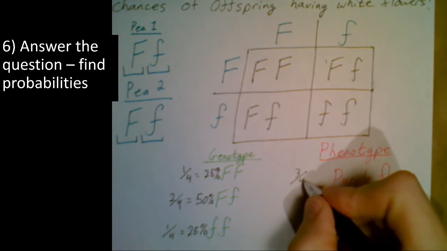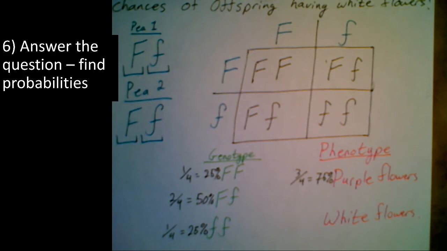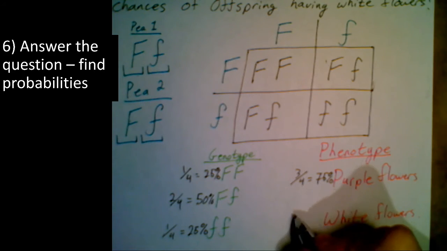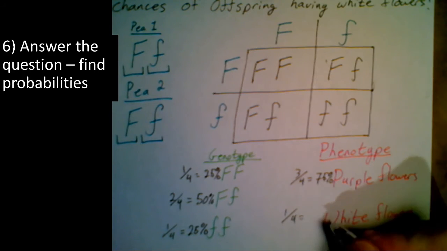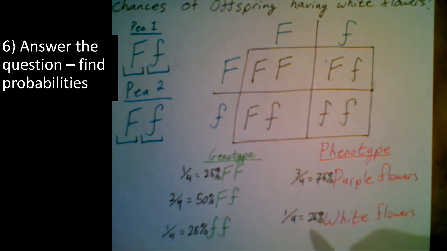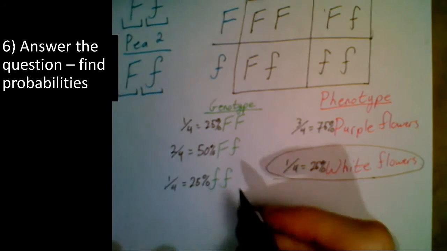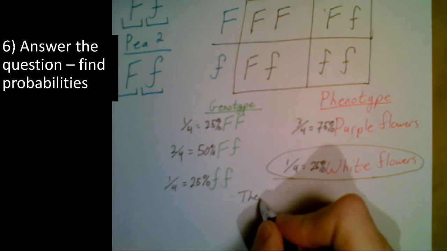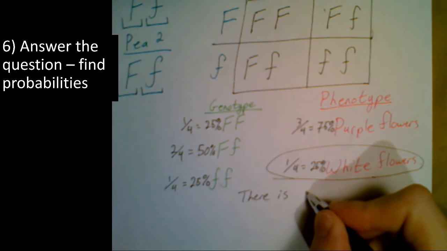Now, their chance of inheriting purple flowers is 3 out of 4. There's a 3 out of 4, or 75% chance that they are going to inherit purple flowers. There is a 1 out of 4 chance that they're going to inherit white flowers. So the actual answer here is that there is a 25% chance that the offspring will inherit white flowers.